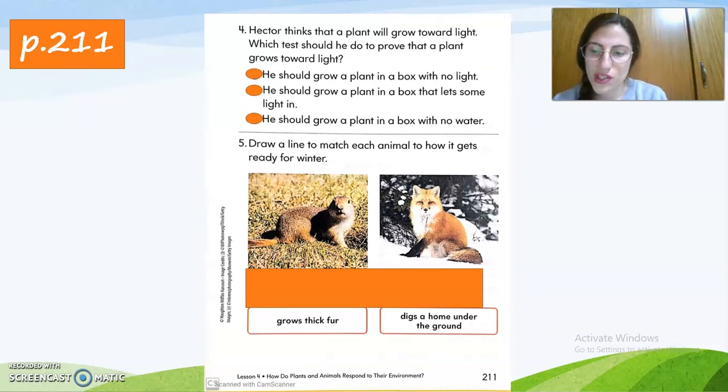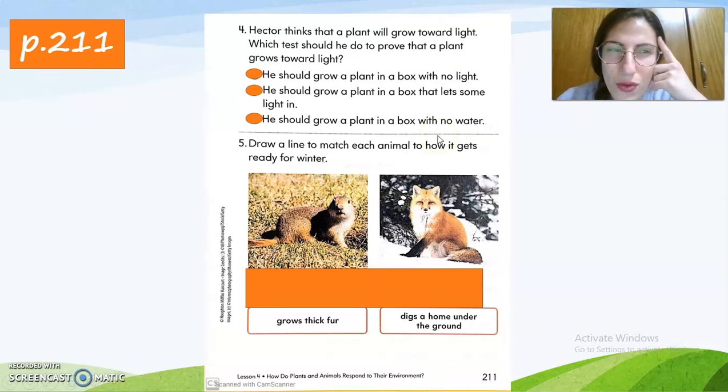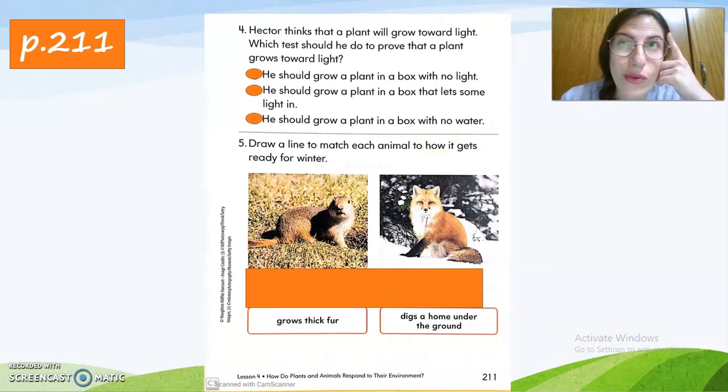Let's reread the question to check which one works. Hector thinks that a plant will grow toward light. Which test should he do to prove that a plant grows toward light? A. He should grow a plant in a box with no light. B. He should grow a plant in a box that lets some light in. C. He should grow a plant in a box with no water. Remember, guys, what did you do to check if a plant grows towards light?